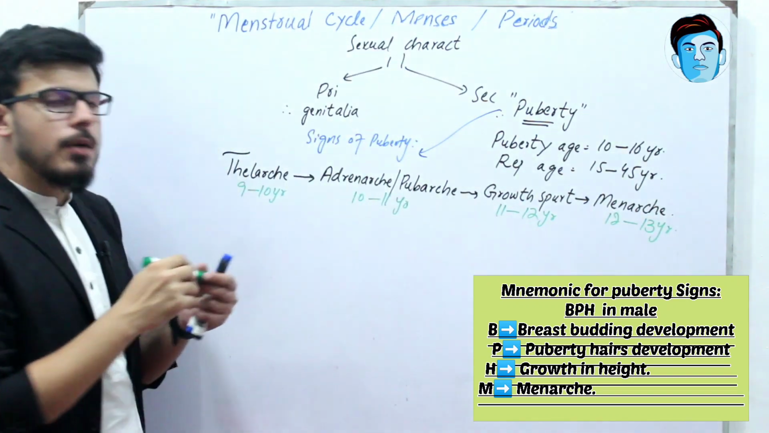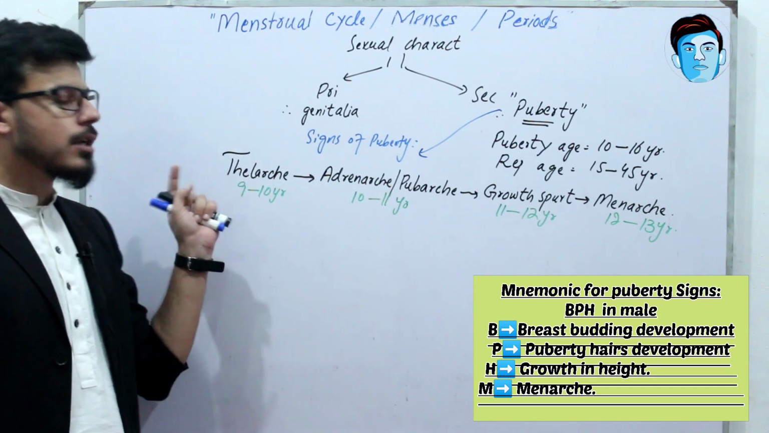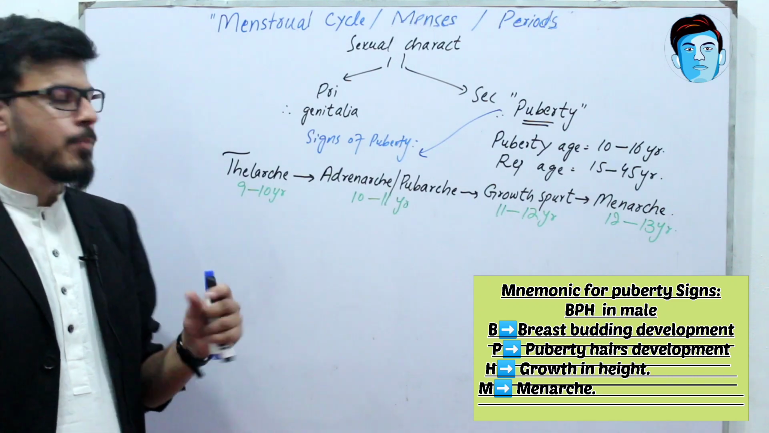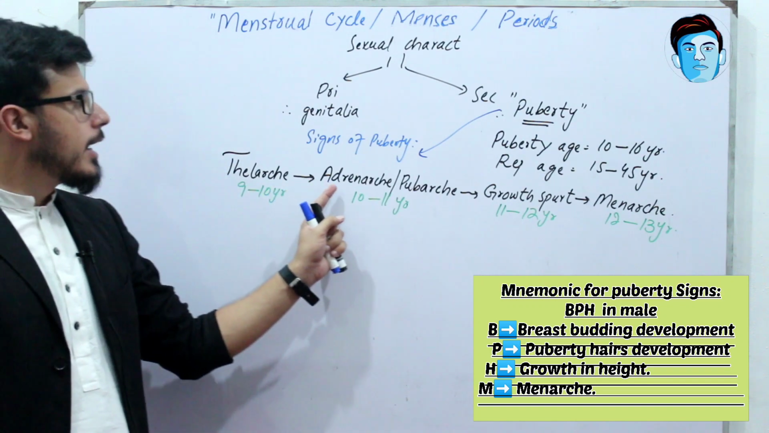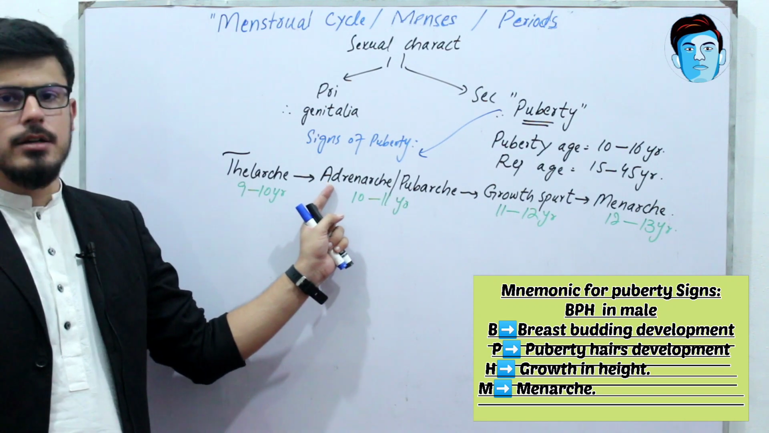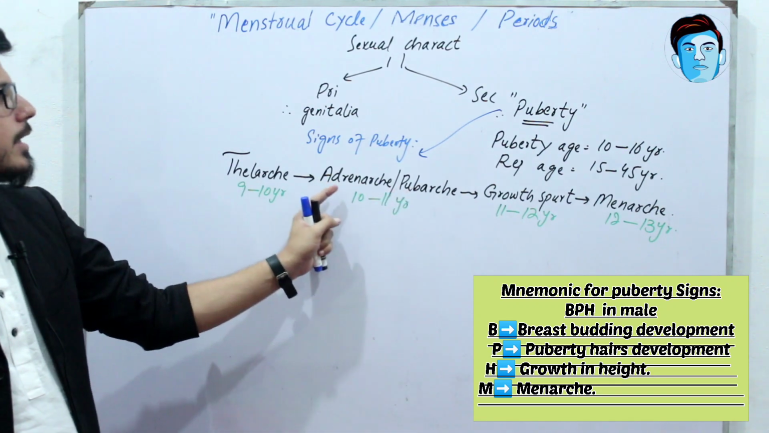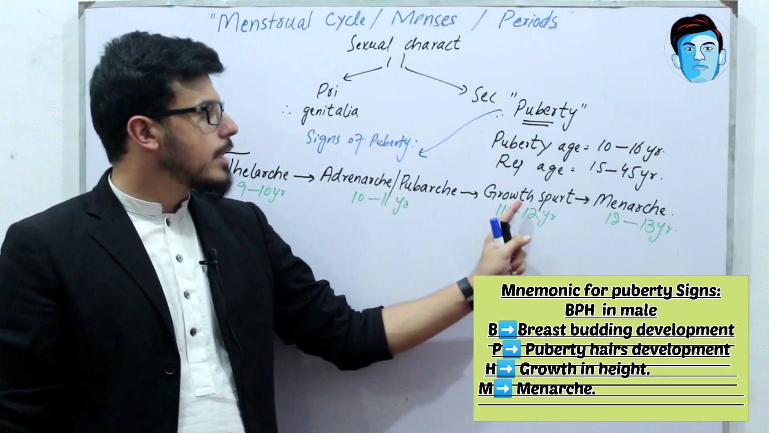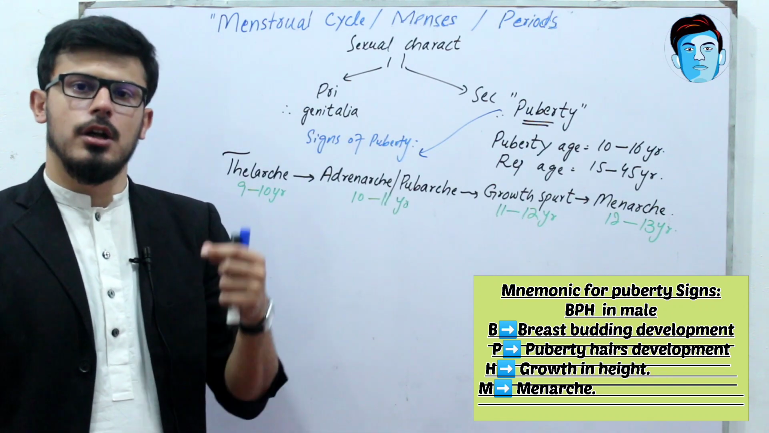This is the normal pattern of puberty. The first sign of puberty is called telarche. Telarche means the development of breast budding. Now after telarche there is adrenarche. Adrenarche means the development of axillary hairs, while pubarche is the development of pubic hairs. The third sign of puberty is called growth spurt, which means an increase in the height of the female.